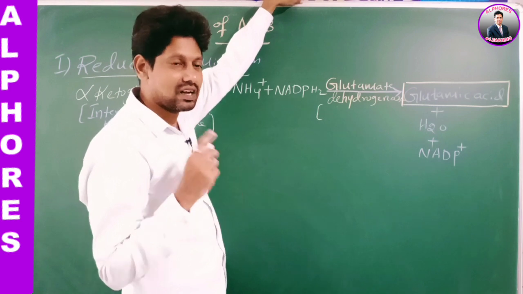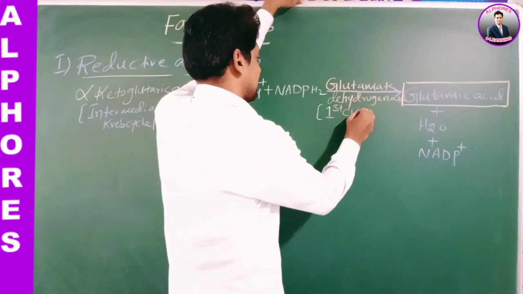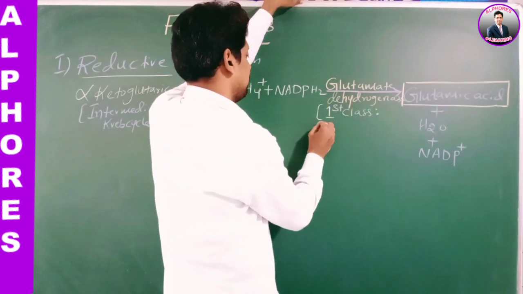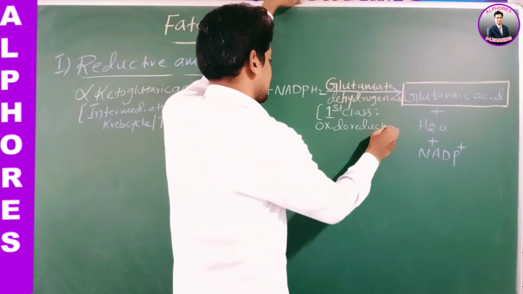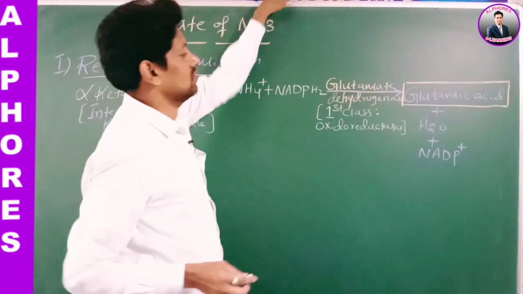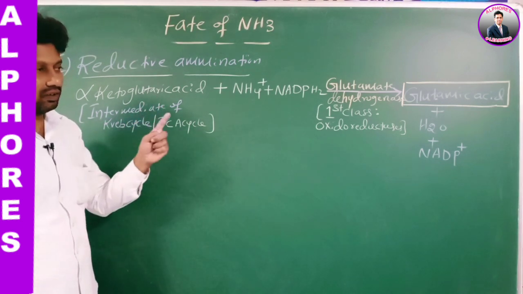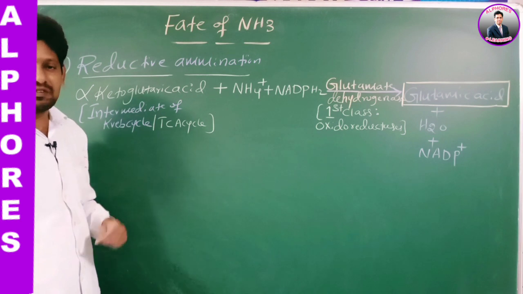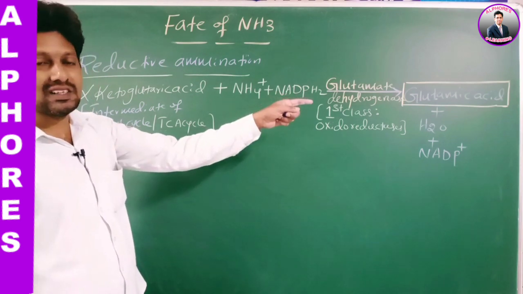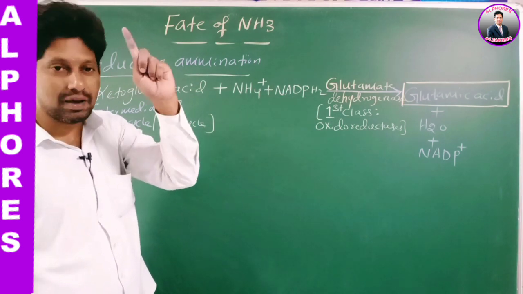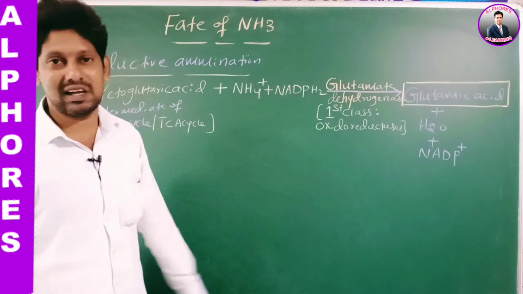Where that first class name is oxidoreductases. Therefore, this enzyme belongs to which class, sir? First class. What is that class name? Oxidoreductases. Okay, now listen to this statement. What is the amino acid synthesized here? Glutamic acid. Therefore, in plants, the first synthesized amino acid is glutamic acid. In turn, this glutamic acid synthesizes other amino acids by transamination reaction.